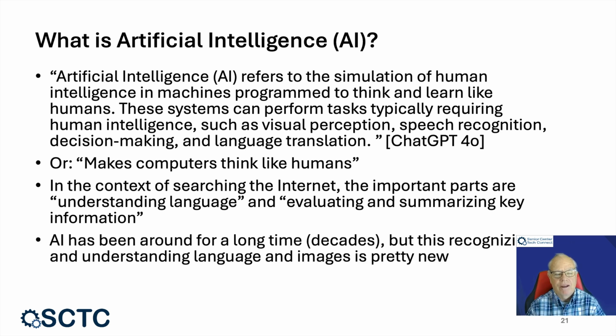Now, AI has been around for a long time, probably 20, 30 years, but this new natural language understanding and being able to create images, that's all pretty new. That's come about because of advances in computer science and especially advances in chip technology, like GPUs that are used in AI computations.